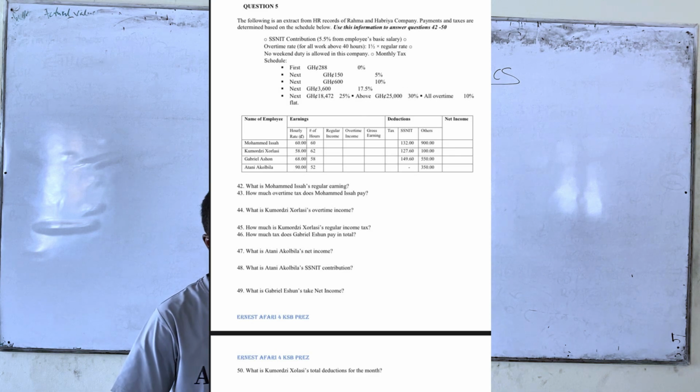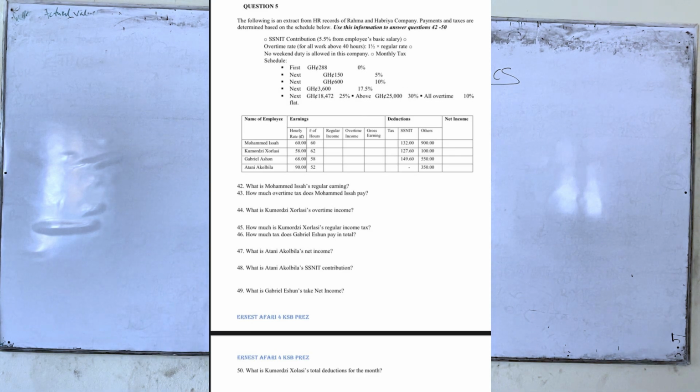So we have the net contribution to be 5.5% from employees' basic salary. Then we have the overtime rate for all work above 40 hours to be 1.5 times the regular rate. Okay. No weekend duty is allowed in this company. And we have the monthly tax schedule as well.